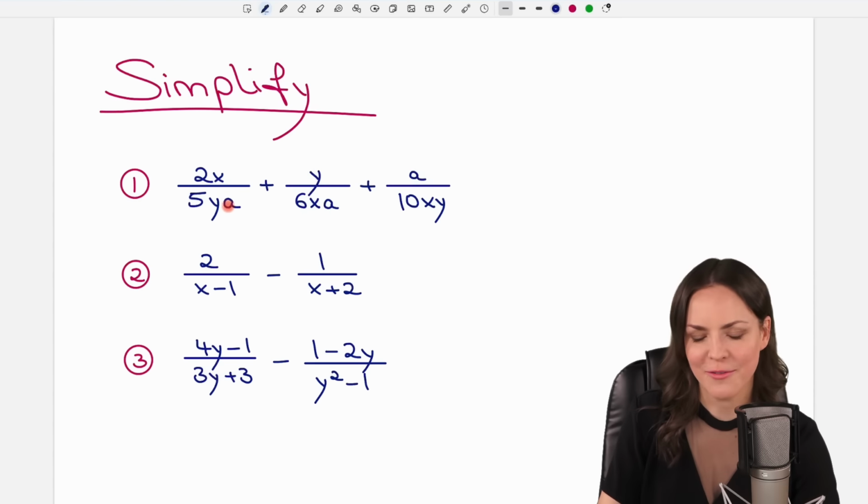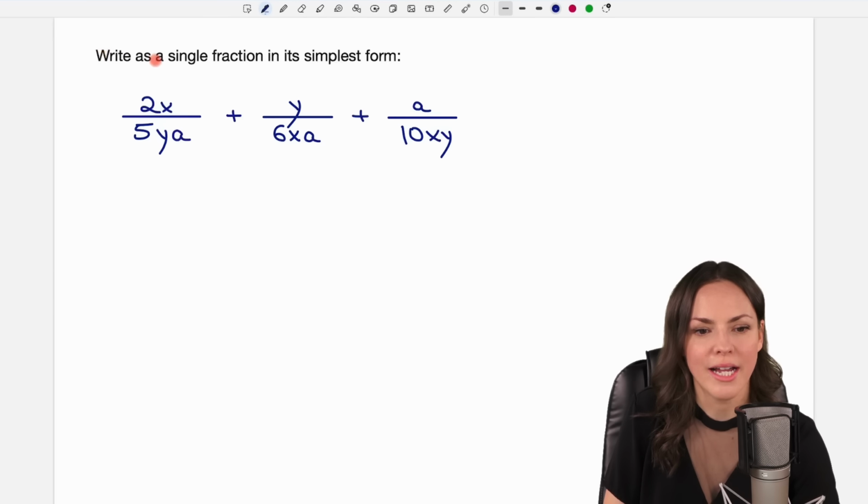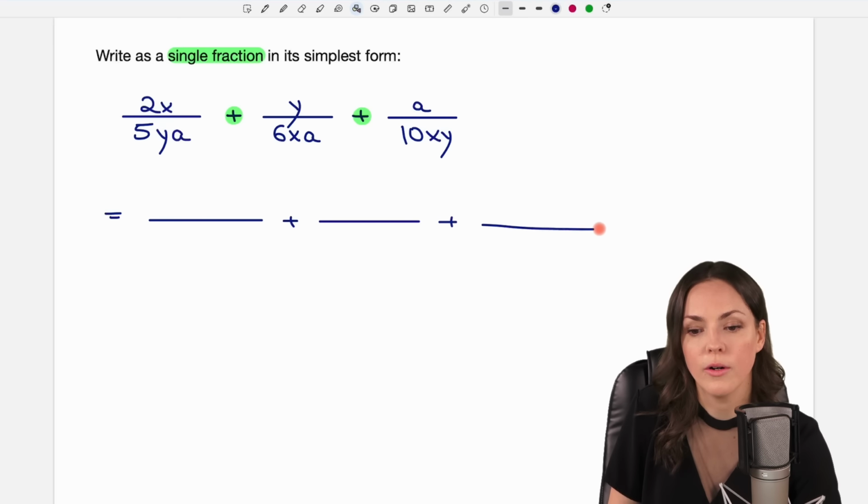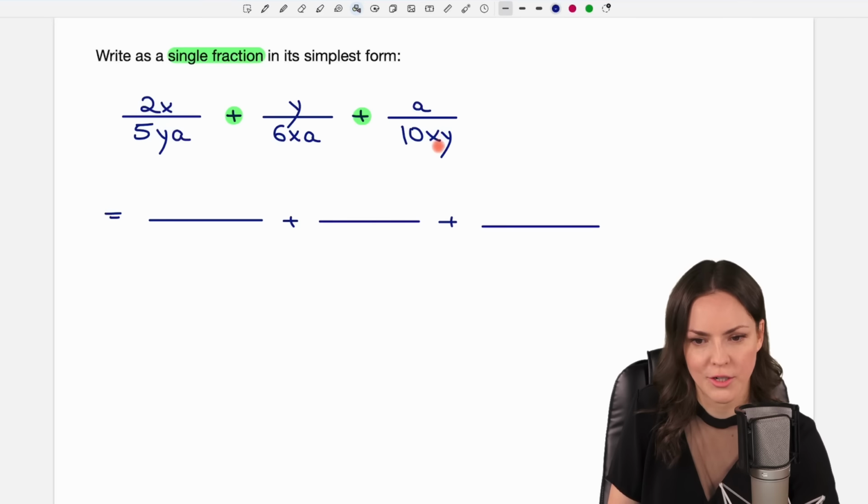Let's start with our first example. Write as a single fraction in its simplest form. We have three fractions here, and we want to add these fractions. We can only do that if our denominators are the same. They are not yet, so our first step is to find a common denominator of all these three fractions.